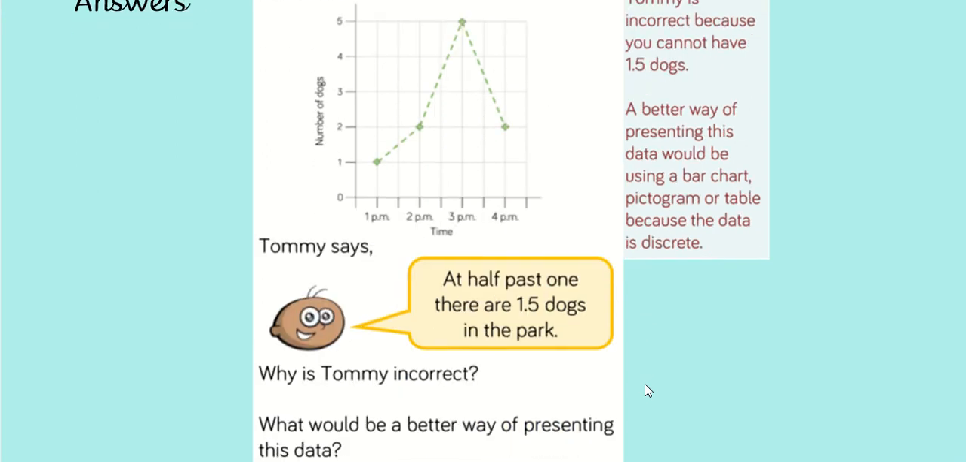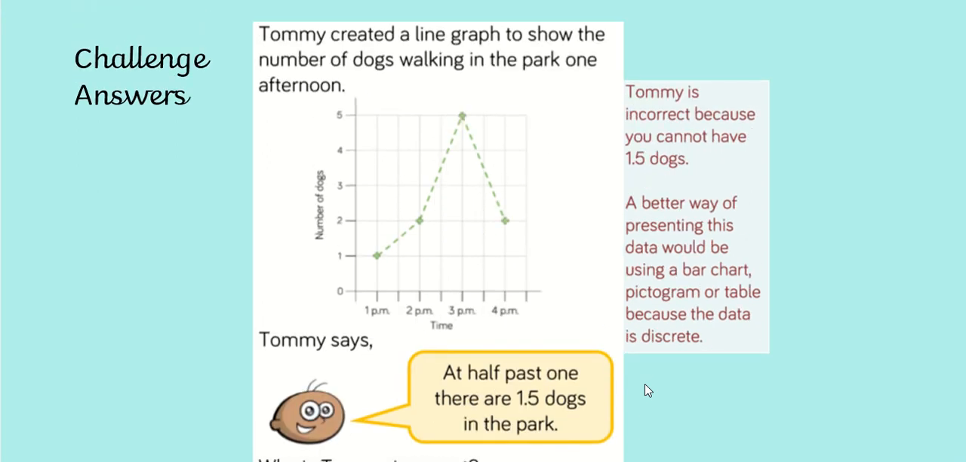Next question, what would be a better way of presenting this data? Okay, the answer here says a better way of presenting this data would be using a bar chart, pictogram, or table, because the data is discrete. That means it stands alone. Okay, it means it can't be measured in anything other than whole numbers. So let's have a go at drawing a bar chart for this then. It'll be a very messy one, so I don't have tools like a ruler.